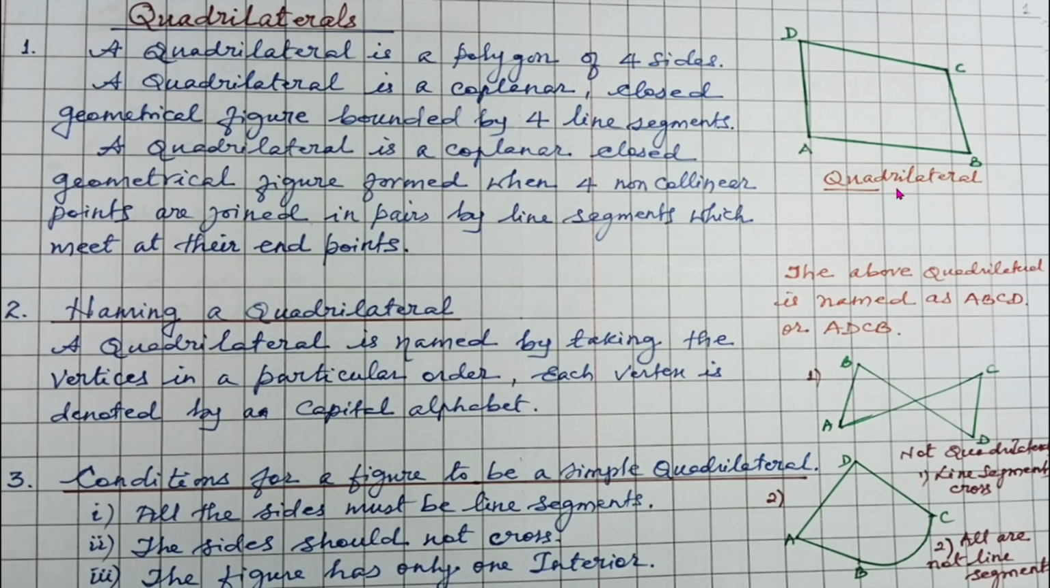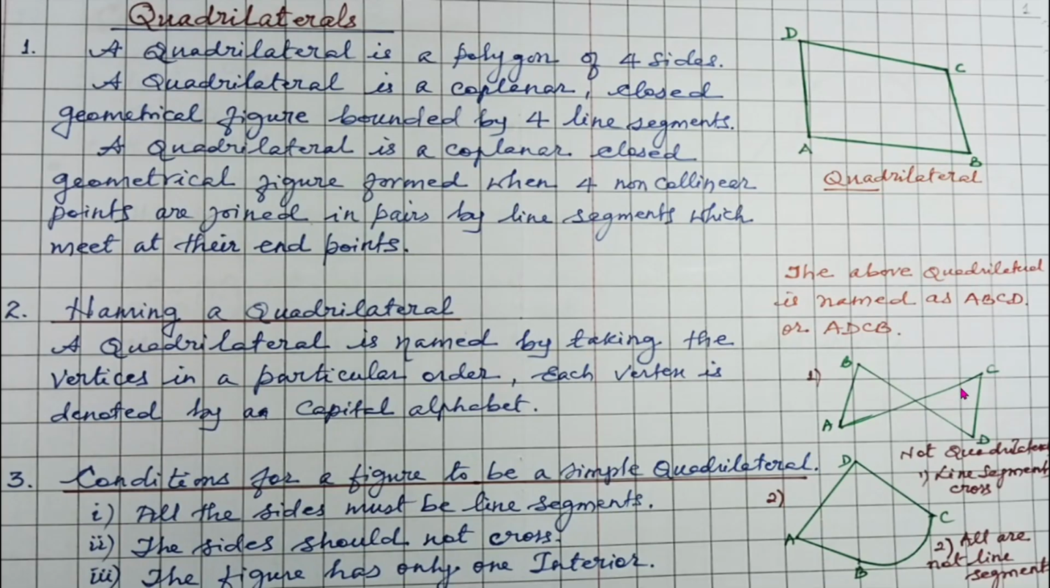Now, how to name a quadrilateral? A quadrilateral is named by taking the vertices in a particular order. Each vertex is denoted by a capital alphabet. Now, we have the four vertices here of a quadrilateral. We name the quadrilateral as ABCD. We take the vertices in a particular order, and that is how we name a quadrilateral.